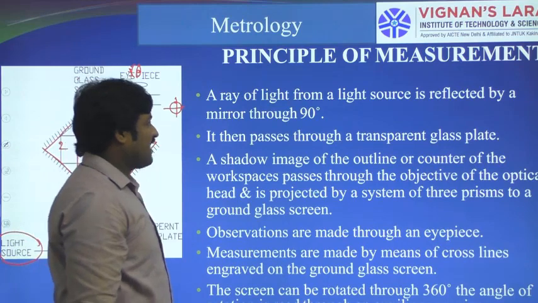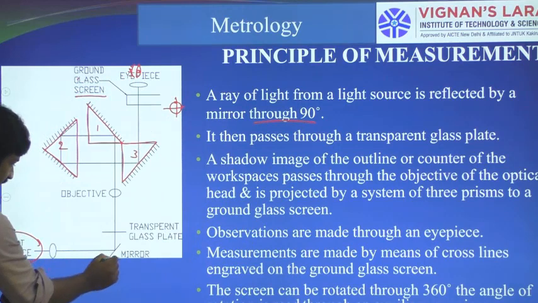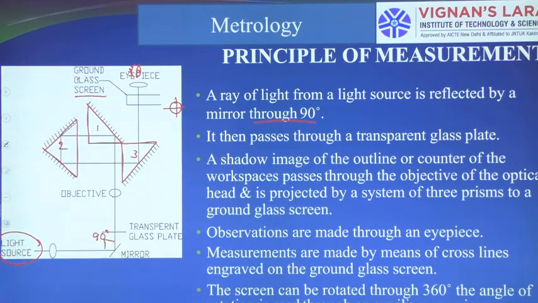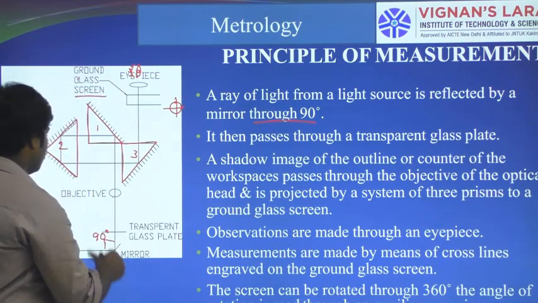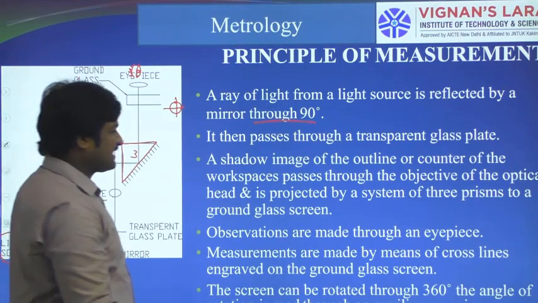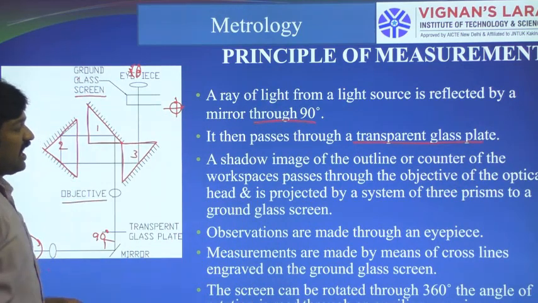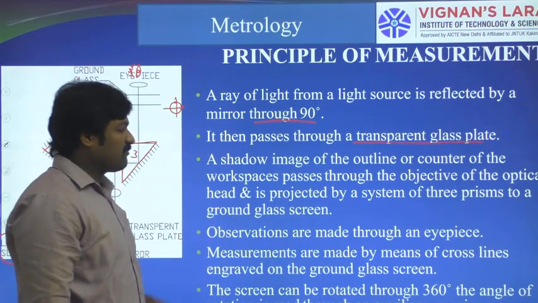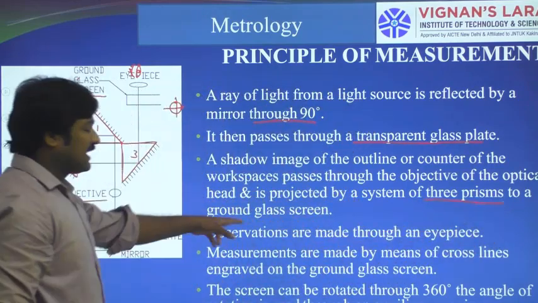So a ray of light from a light source is reflected by a mirror through 90 degrees. It then passes through a transparent glass plate. So this one is the objective lens, that is the transparent glass plate. Next, a shadow image of the outline or contour of the workpiece passes through the objective of the optical head and is projected by a system of 3 prisms to a ground glass screen.